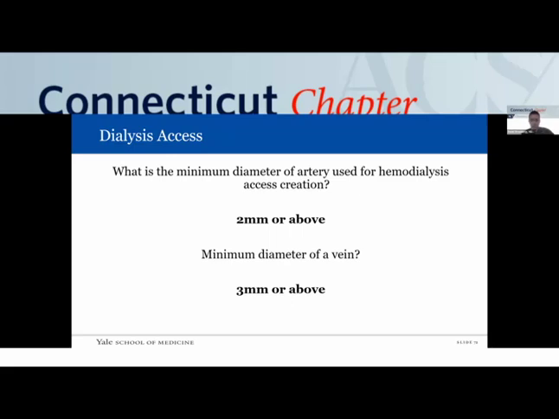And then once you have the upper arm, you can do brachiocephalic, brachiobasilic, brachioaxillary, axillary-axillary. So you've got about 4 options in the upper arm as well.